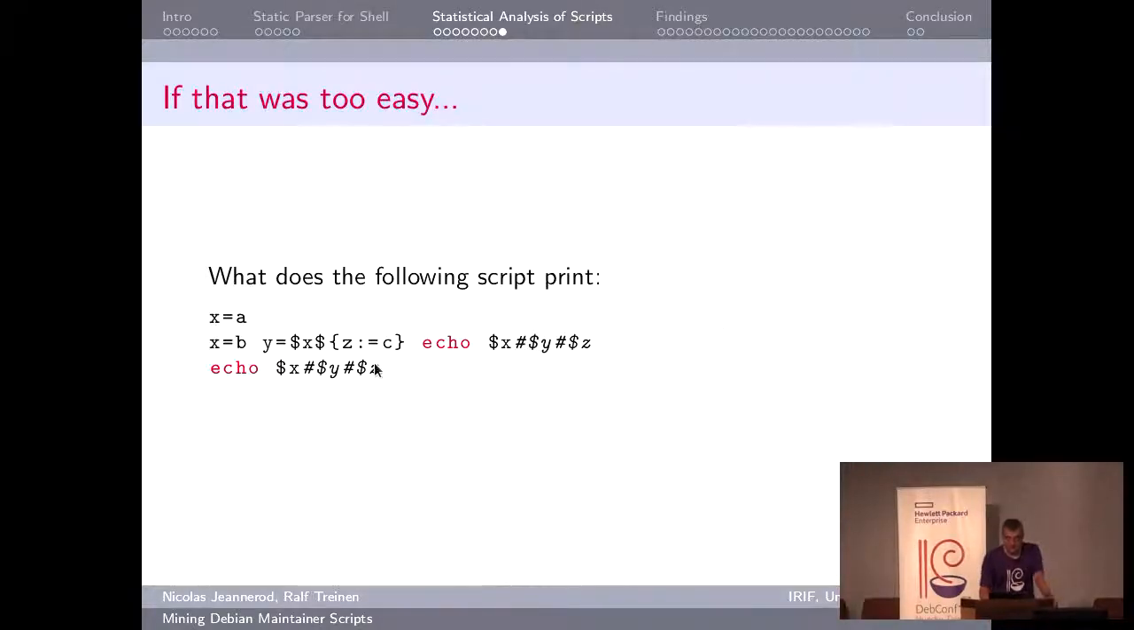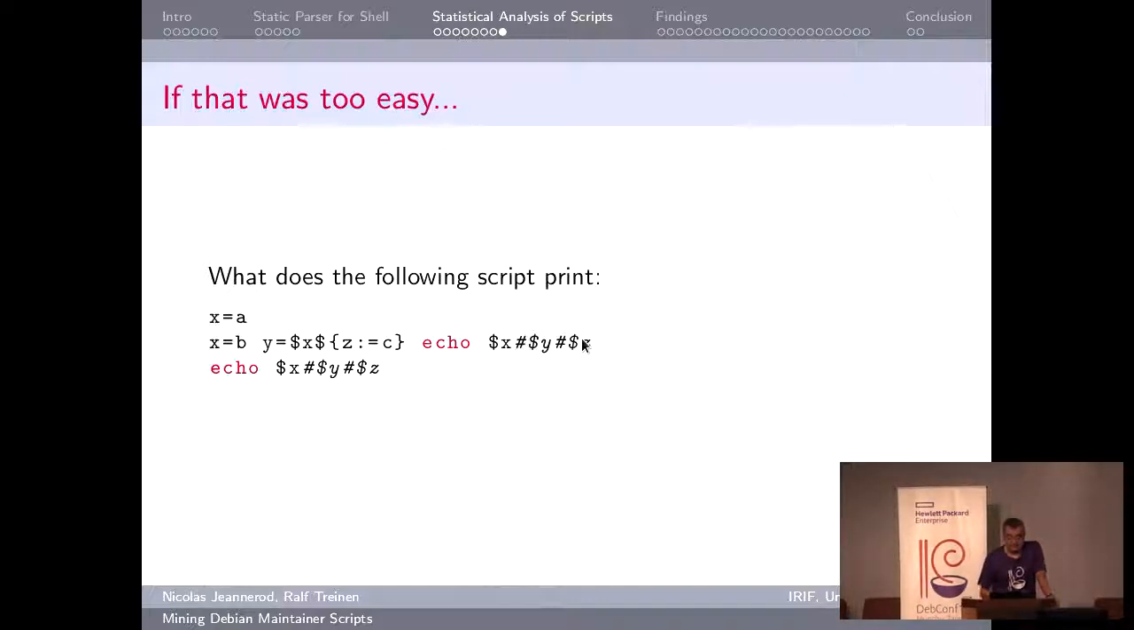So this is the first line. This prints A, which is kind of surprising because in the prefix you said that X is B and Y is something, and also C gets an assignment by parameter expansion here. However, this is not yet visible when you expand the suffix of the command, which is kind of surprising.